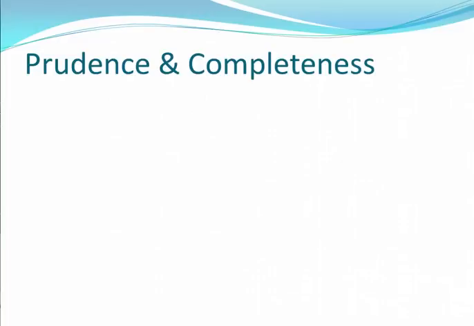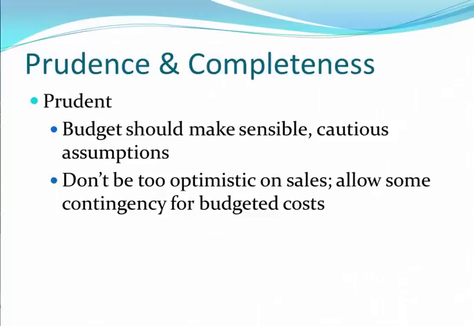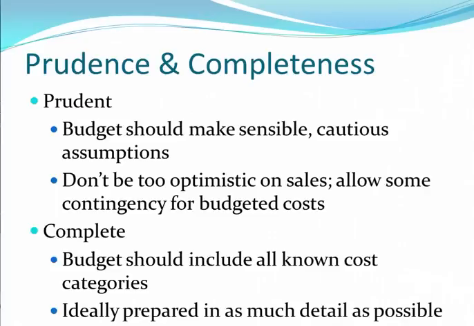So, prudence and completeness, just a bit of explanation about what this means. Prudent means that budgets should be sensible and they should contain cautious assumptions. Don't be too optimistic on sales, allow some contingency for budgeted costs. That means leave a little bit of room in case your costs are higher than you think they're going to be. Complete simply means knowing and including everything that you possibly can. It needs to be prepared in as much detail as possible with nothing missing. The worst thing you can do is prepare a budget, think you have money available because you've overlooked an expense that you've got.